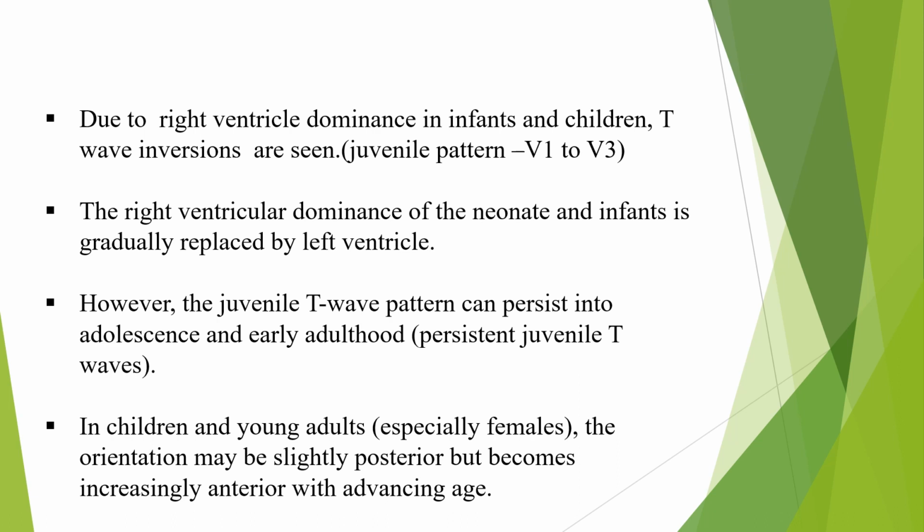The right ventricular dominance of the neonate and infants is gradually replaced by the left ventricle. However, this juvenile T wave pattern can persist into adolescence and early adulthood. That is what we call persistent juvenile T waves. In children and young adults, the orientation may be slightly posterior but becomes increasingly anterior with advancing age.